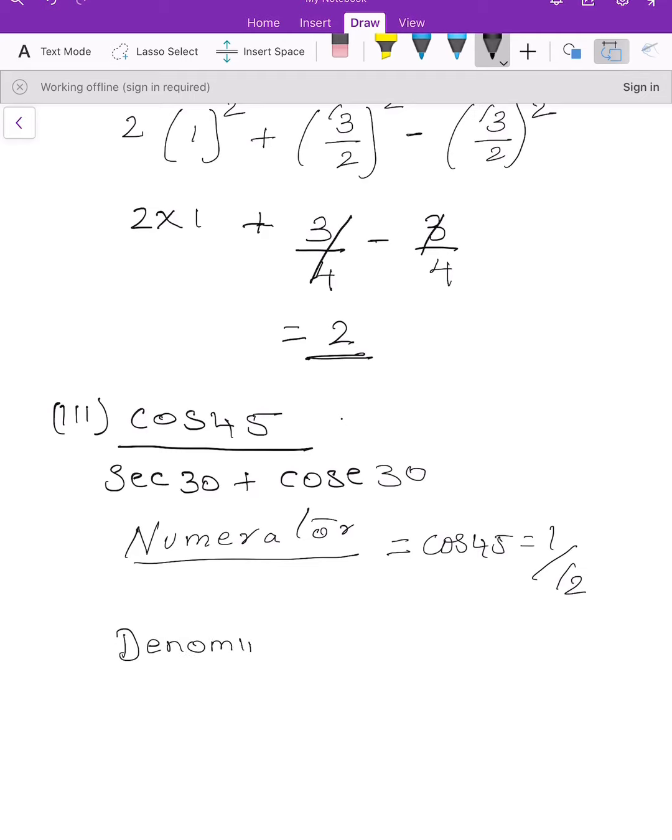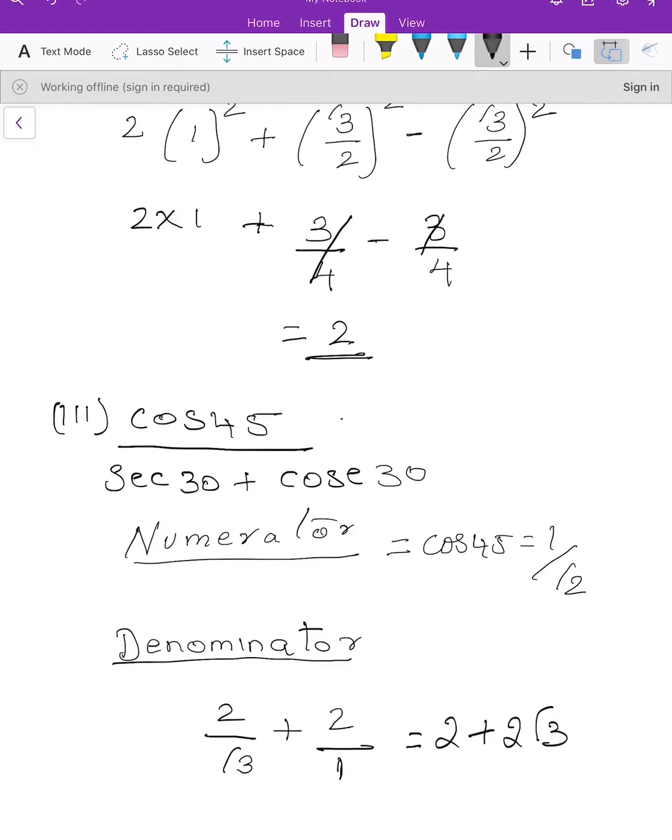Now I'll solve my denominator, then I will divide both. This is for helping you and making it easy for you. I'm doing it separately. If you're able to, you can do it together. Sec 30 is, what is the value of sec 30? 2 by root 3. Cosec 30 is 2, so it is nothing but 2 by 1. I can do it as my LCM will be root 3, because 1 and root 3. So the LCM will be root 3. It is 2 plus 2 root 3.